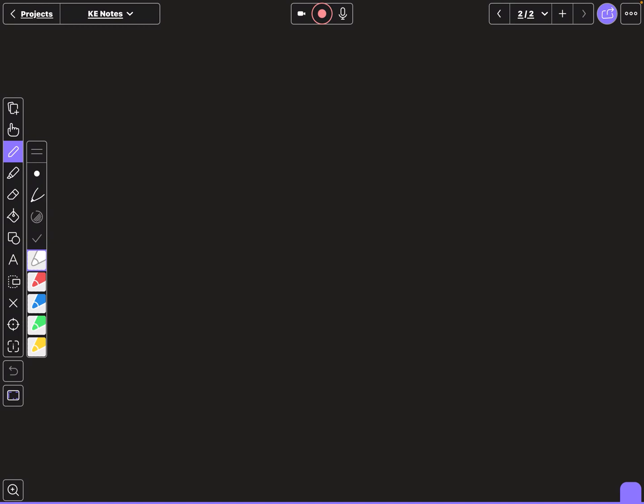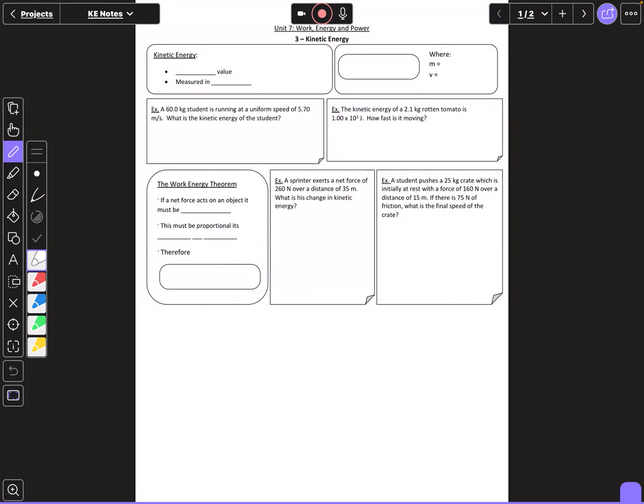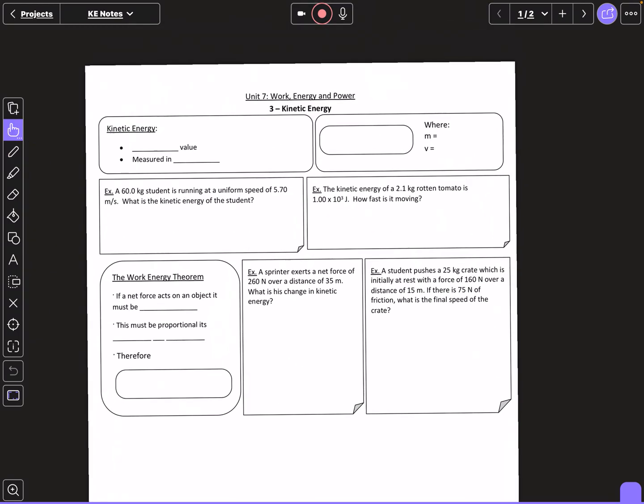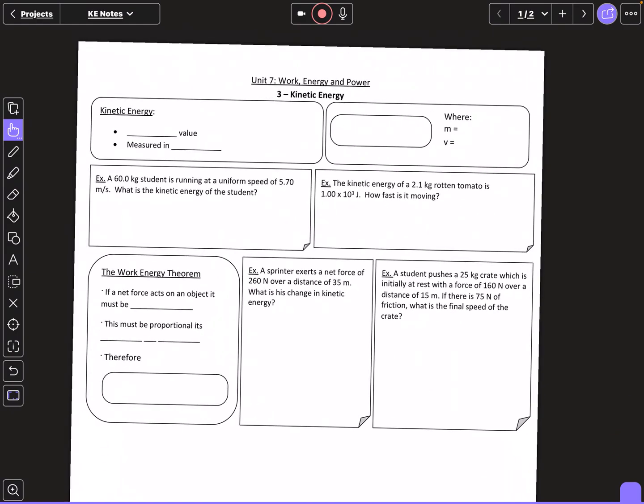Alright, so in today's lesson, we're going to be talking about kinetic energy. However, first we're going to review what we've talked about so far in this unit.